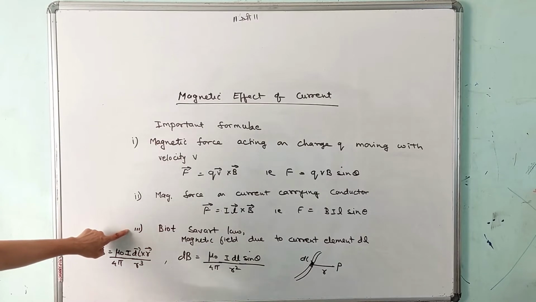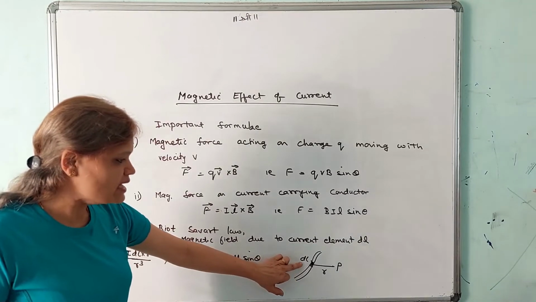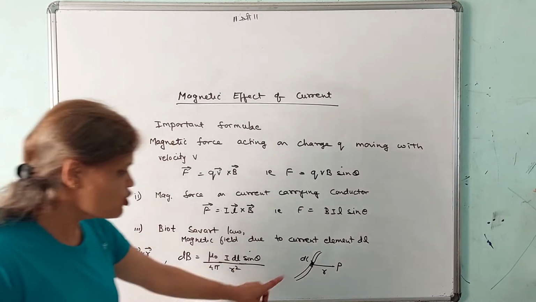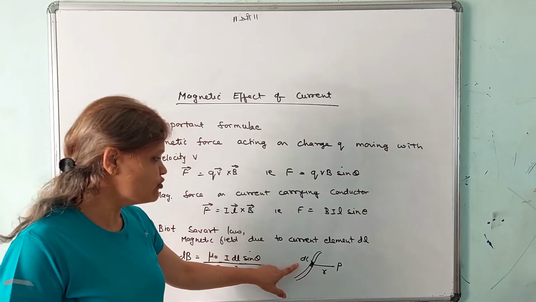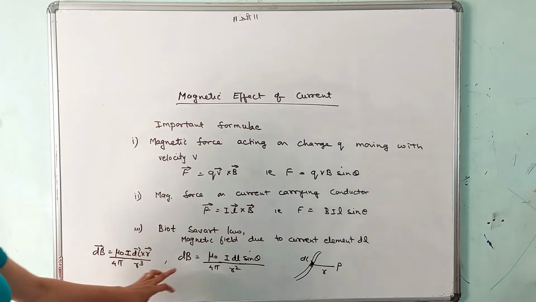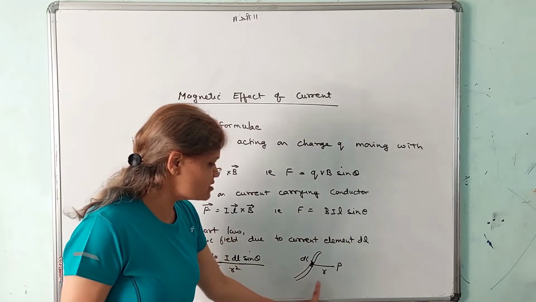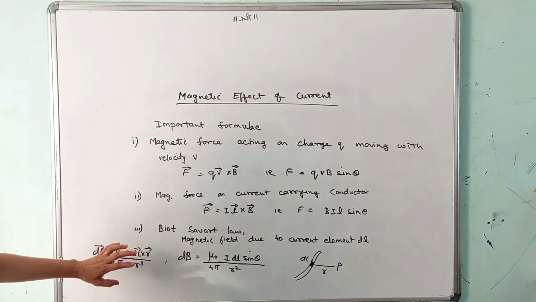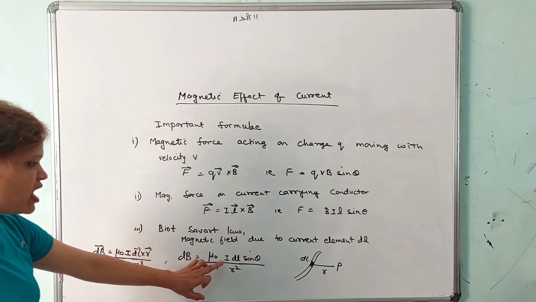Then the Biot-Savart law is for a current element. So there is a wire carrying current I, and a small element dl. We have to find the magnetic field due to this element dl. So we denote it by dB. This point is at a distance of r. Then dB is mu naught by 4 pi I dl.